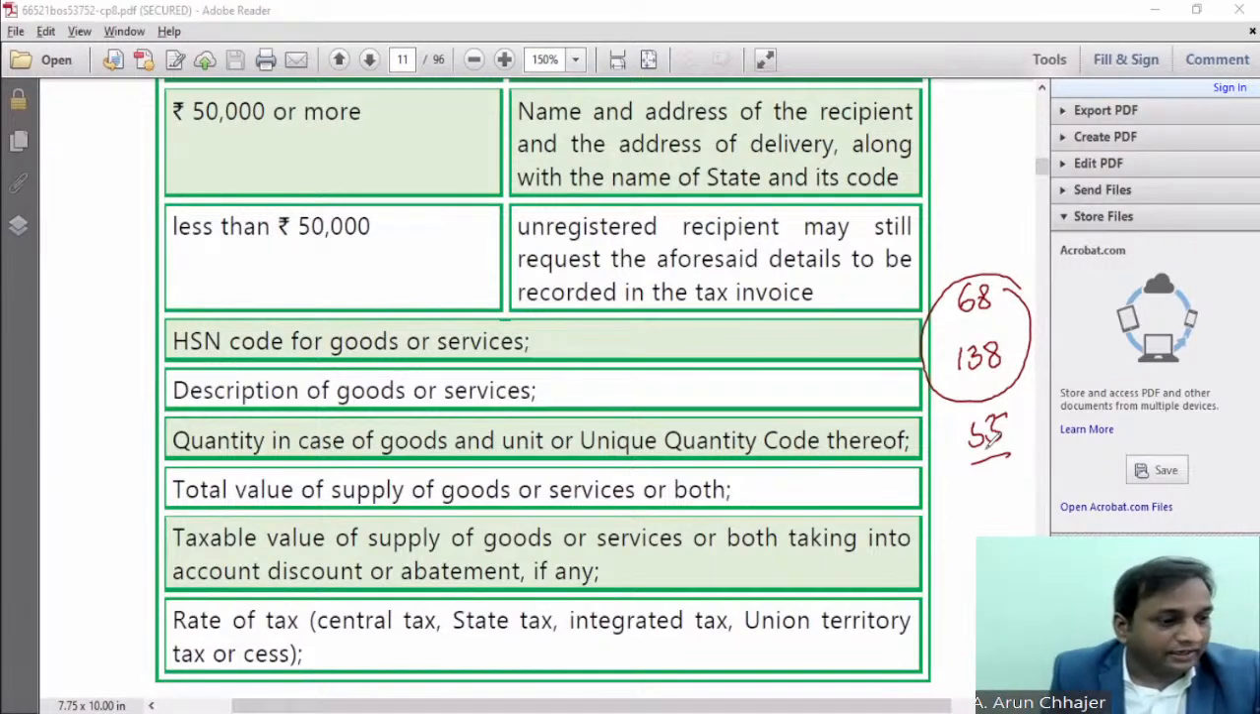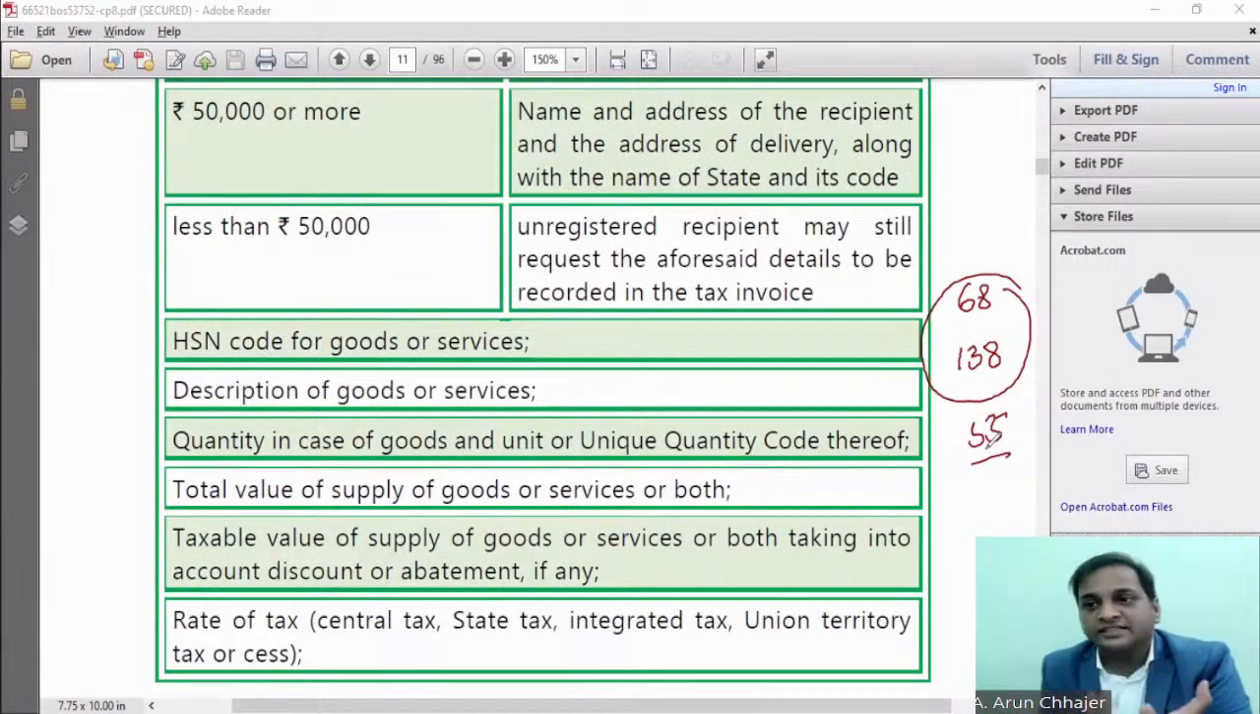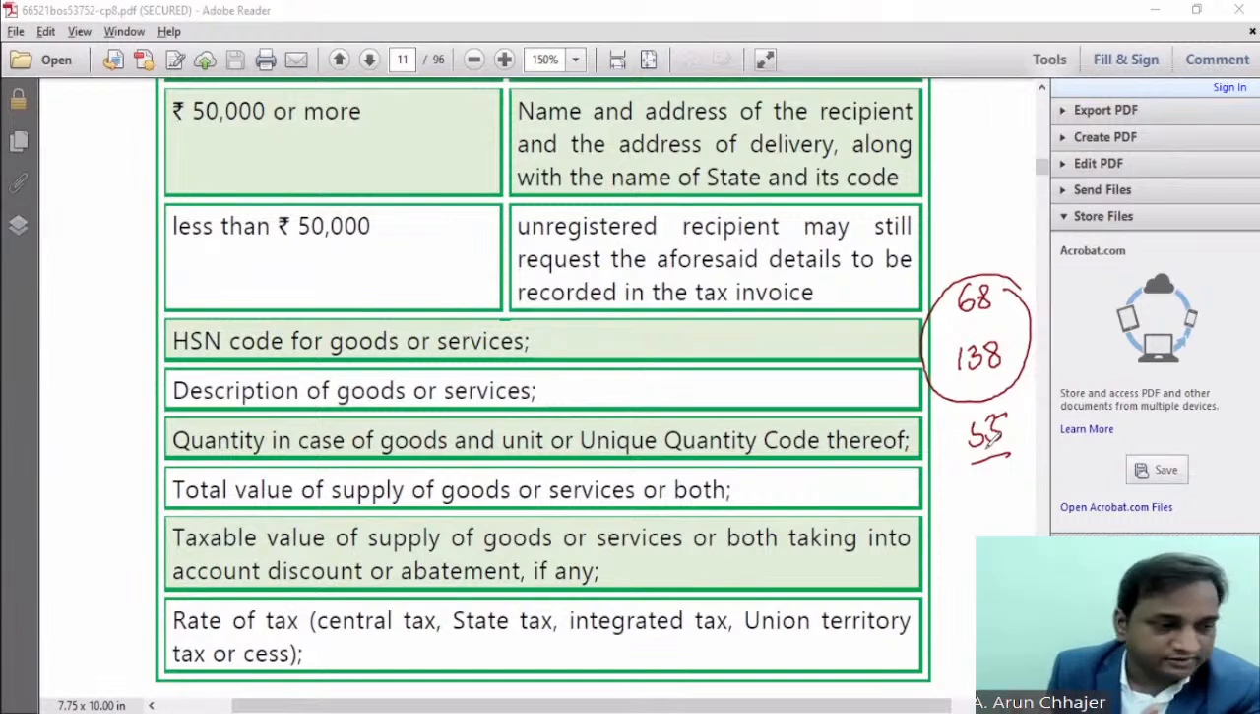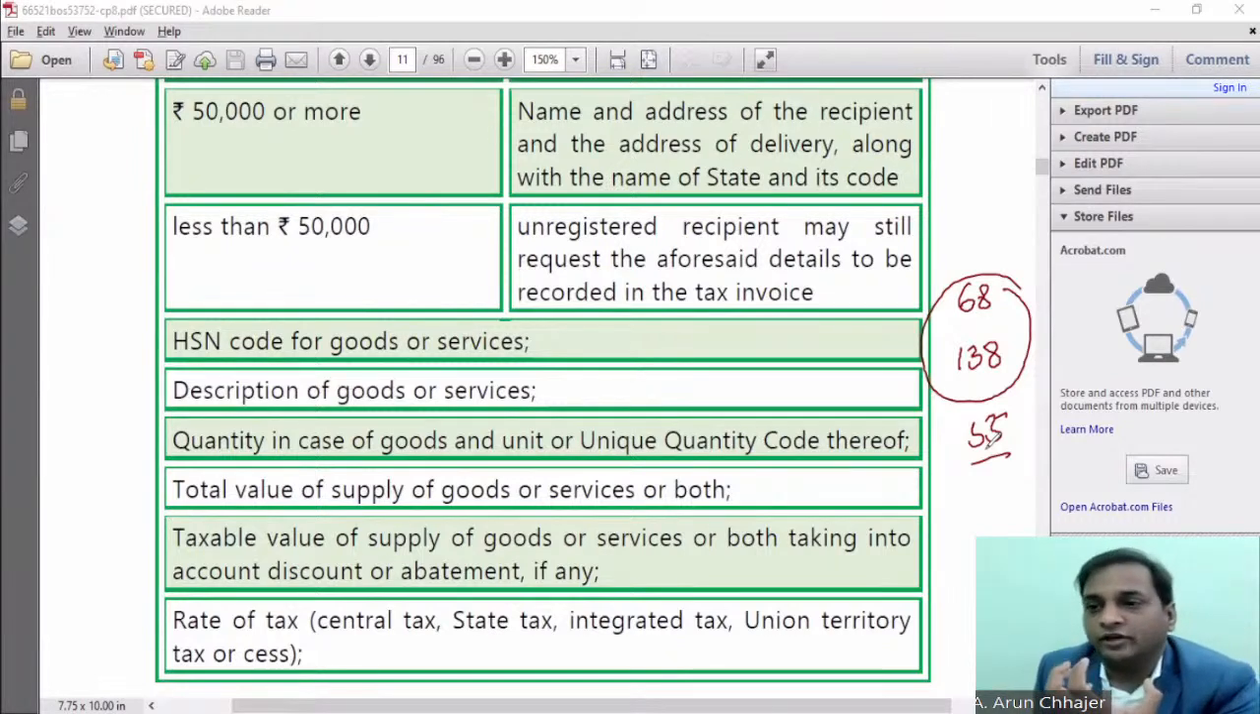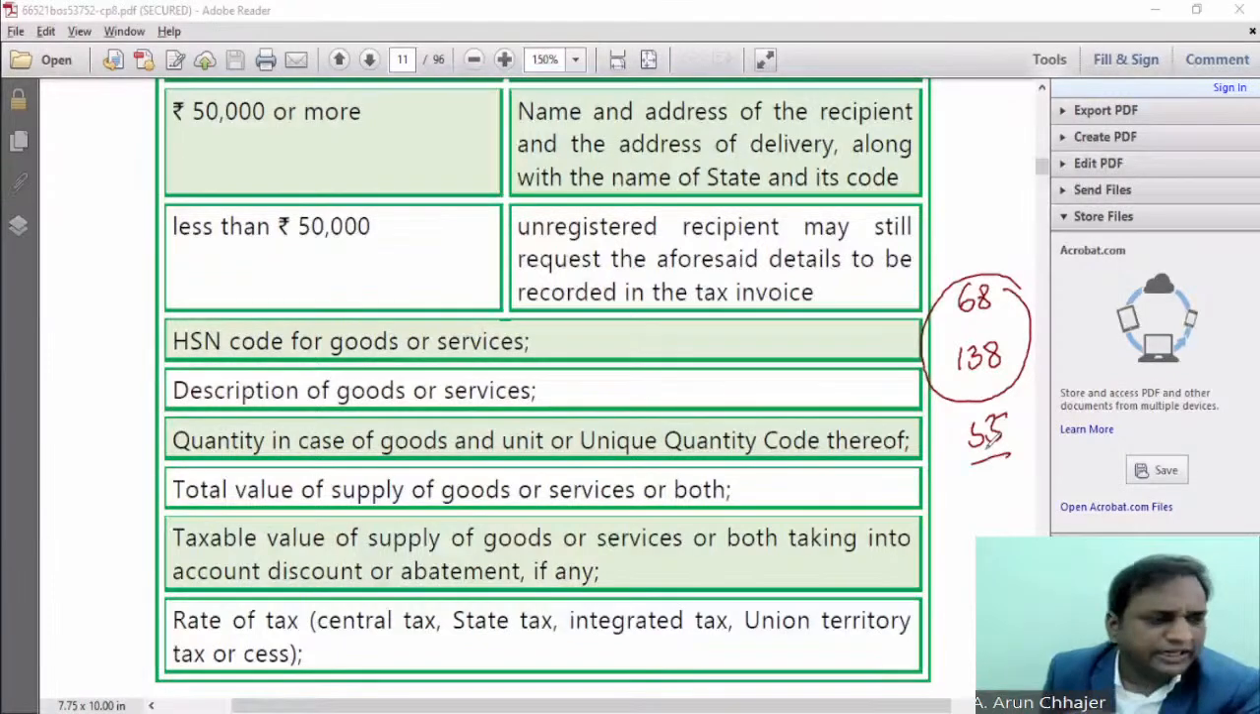Full name of the HSN is the Harmonized System of Nomenclature. That is basically the coding system for the goods. So for example, if one transportation service is there, then 9967 is the code. So that is the coding system.